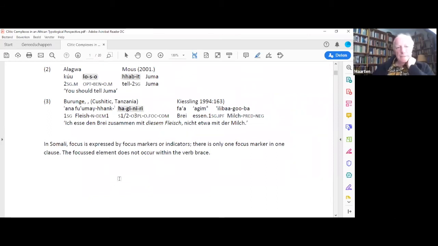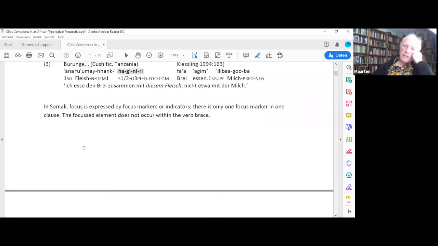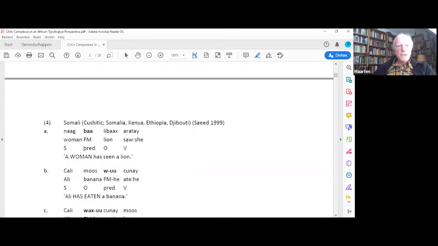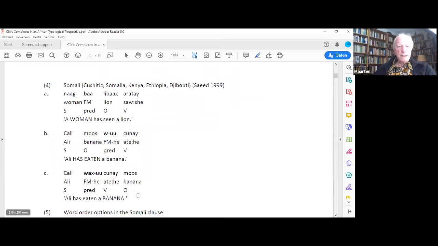This kind of structure, which is common in the Cushitic Tanzanian languages, is of course reminiscent, well, only if you know about the Somali structure. The Somali sentences here in 4ABC have a focus marker. More or less every clause in Somali, it's not exactly true, requires a focus marker. And in that focus marker, you often have the subject indication. And between the focus marker and the verb, we can have an object like libach, lion.